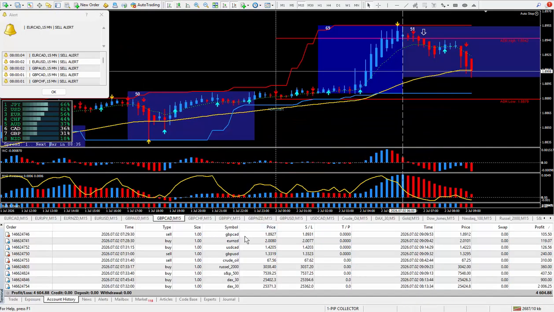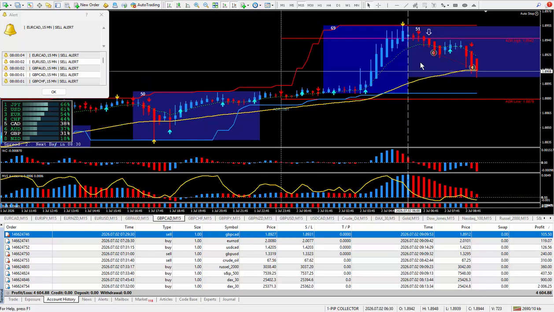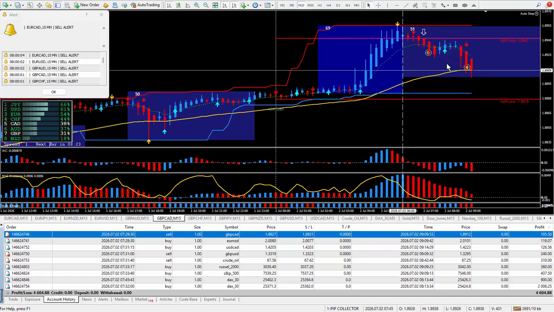So, first trade at the top here is the pound CAD. Let's drag and drop this up. This particular trade I took, I sold it. I did the pullback. I teach how to trade this way and how to trade pullbacks within the training videos.